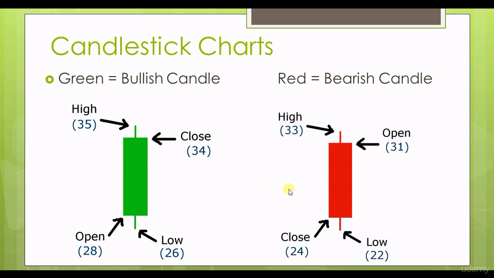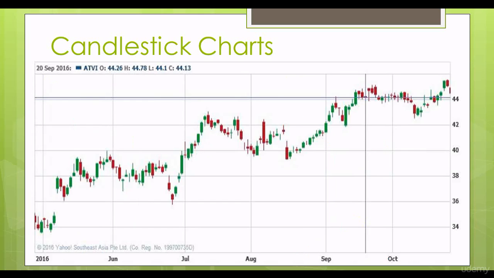For a bearish candlestick, it will be represented by a red candlestick, and in the case of a bearish candlestick, the top of the candle will show you the opening price, and the bottom of the candle will show you the closing price. So you can see how the opening and closing prices on bullish and bearish candlesticks are represented in opposite ways. For candlestick charts, you have to take note that the color of the candle is important. Now here is an example of a candlestick chart.